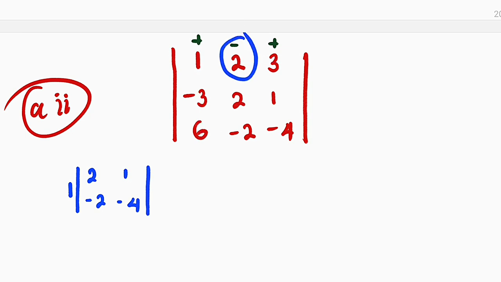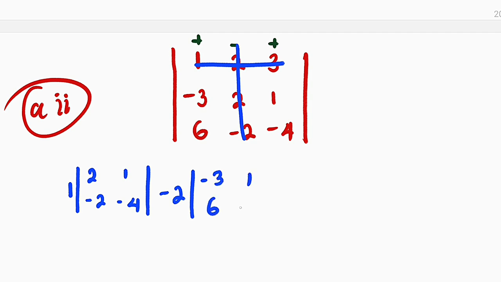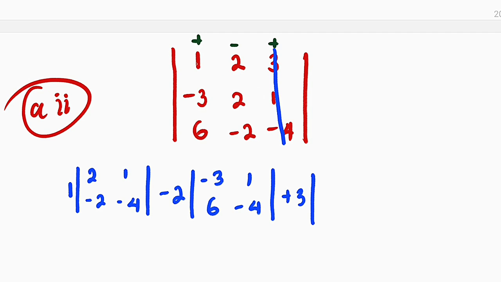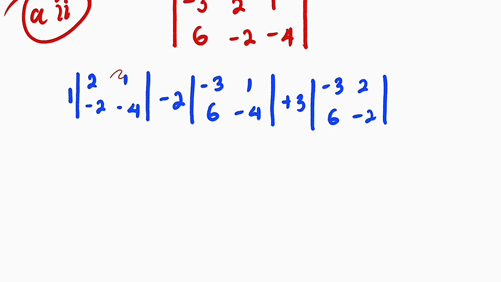Then you should take minus 2, form a matrix by deleting this column and this row. We have negative 3, 6, 1, and negative 4. Then lastly, we take plus 3, form a matrix by deleting this column and this row. We have negative 3, 6, 2, and negative 2. Next, we are going to find the determinant of these 3 matrices.